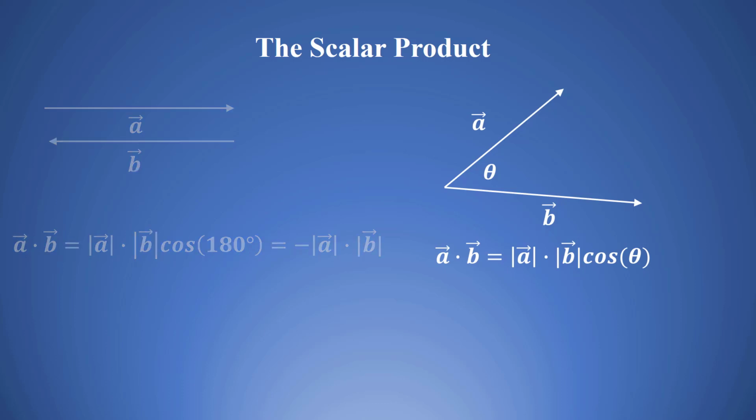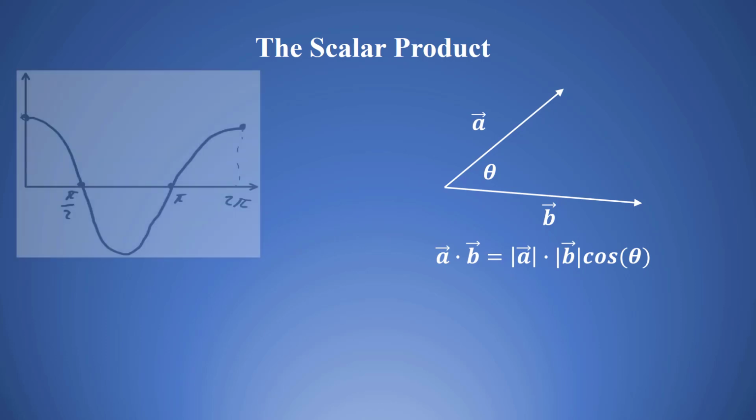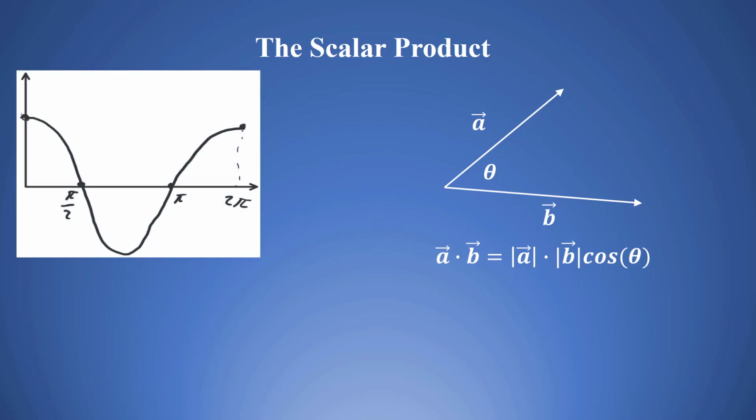The third case is that a dot b is positive when theta is between 0 and 90 degrees, and this is because in this interval the cosine is positive. It's negative when the angle is between 90 and 180 degrees, or in radians between pi divided by 2 and pi.